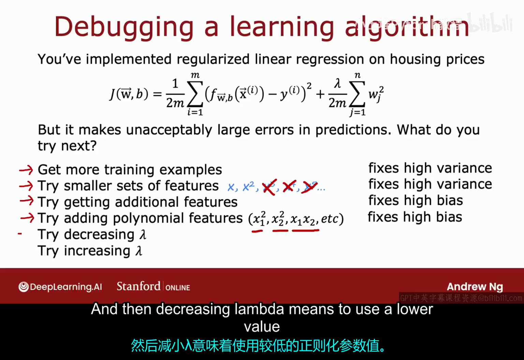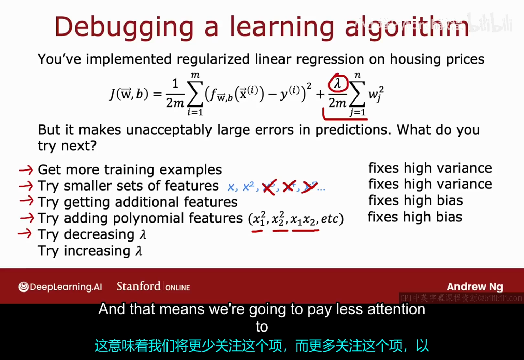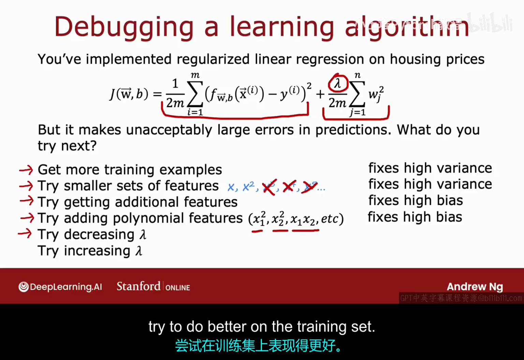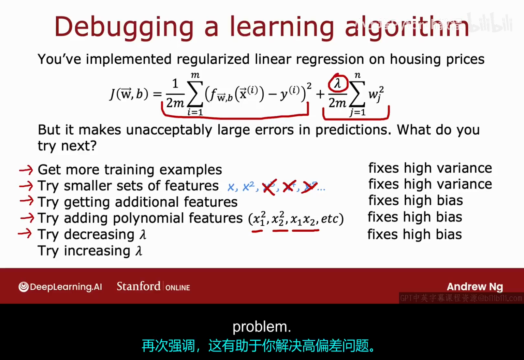And then decreasing lambda means to use a lower value for the regularization parameter. And that means we're going to pay less attention to this term and pay more attention to this term to try to do better on the training set. And again, that helps you to fix a high bias problem.